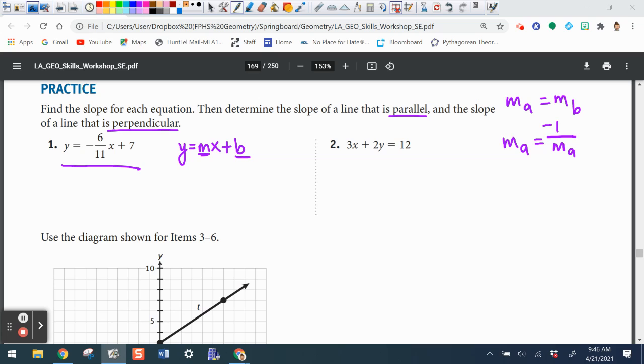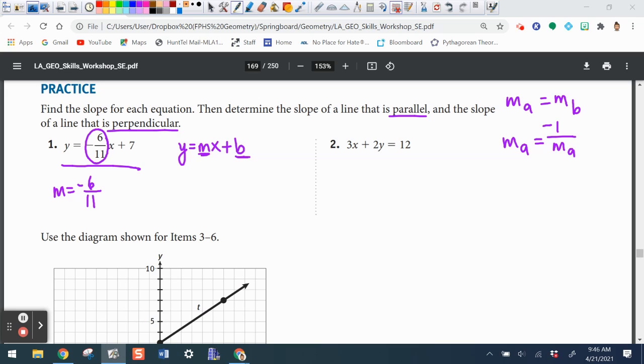So on number 1, y equals negative 6 over 11x plus 7, this coefficient, and a coefficient is simply a number or term in front of a variable, multiplying by that variable. So this term or coefficient here in front of x is our slope. So first thing we're going to write, because m is typically representing slope, m equals negative 6 over 11. If you notice, I did not write x at the end of that. Slope is the number or term in front of x, not x itself.